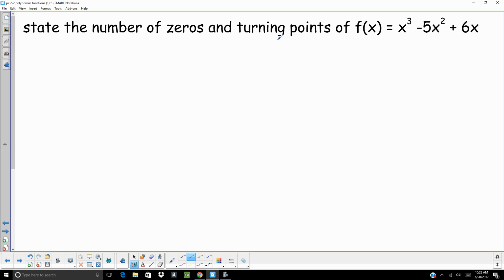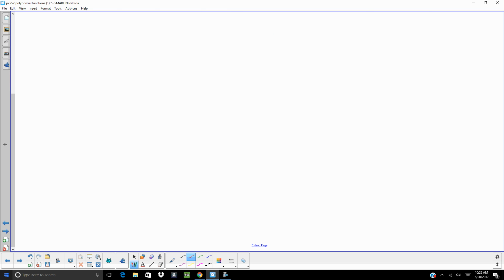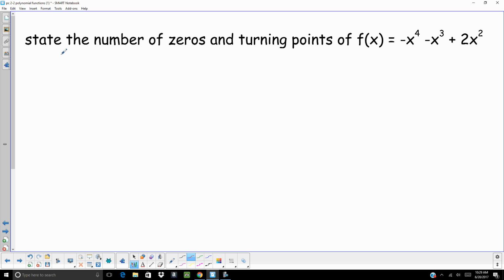State the number of zeros and the turning points. This sounds hard, but it's super easy. The number of zeros is whatever the degree is. So in this case, 3 zeros. The number of turning points is 1 less than that. So 2 turning points. I'm going to abbreviate that. That's super easy. So here, state the number of zeros, 4. State the number of turning points, 3.